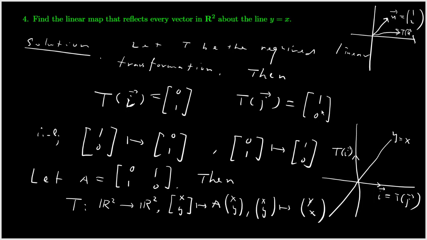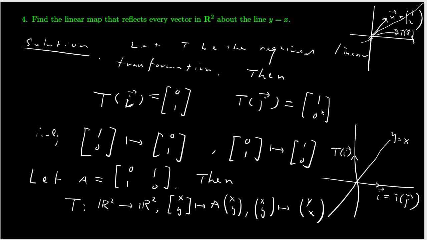Can I say Tu is the output for the input of u under T? So do you see it's a reflection about the line y equals x? Again, question 4 is designed to show you that in many cases a reflection about some line passing through the origin is linear, a linear map. Okay. So that's question 4.